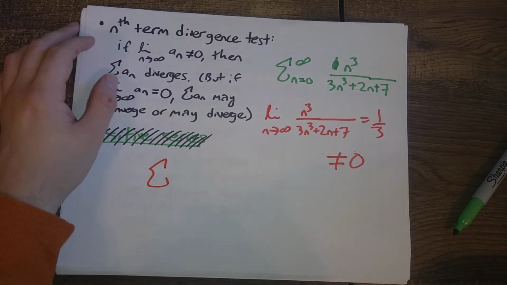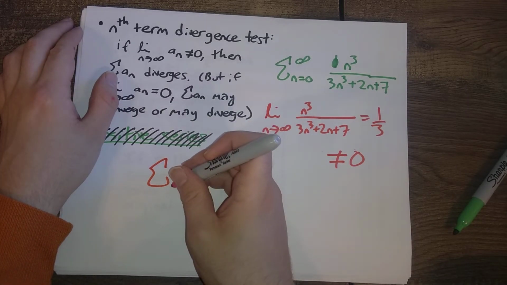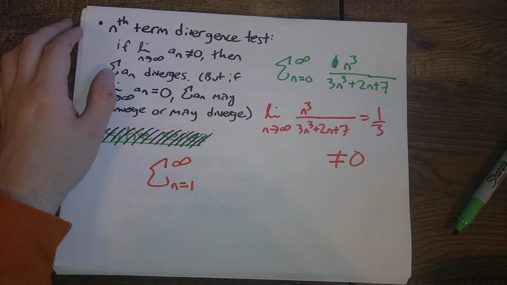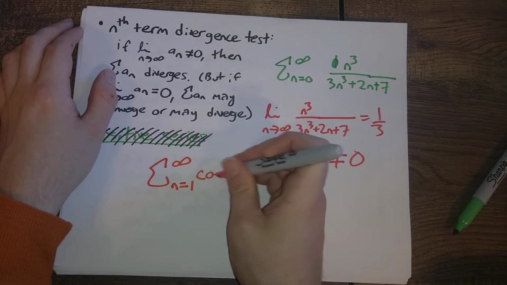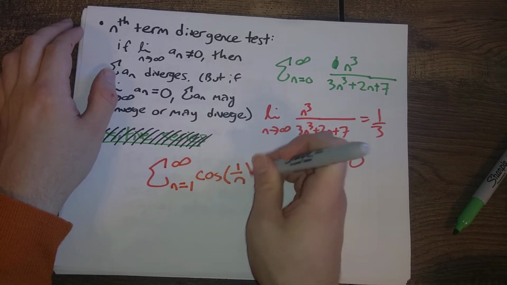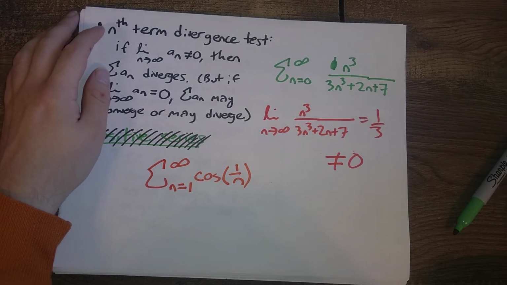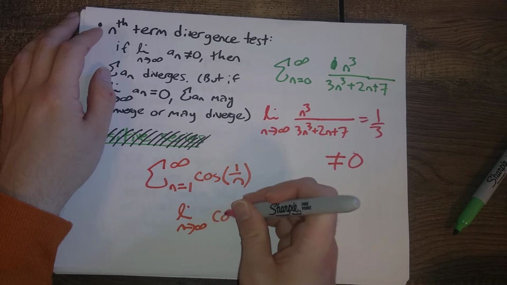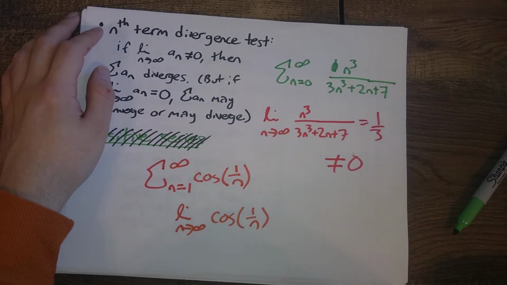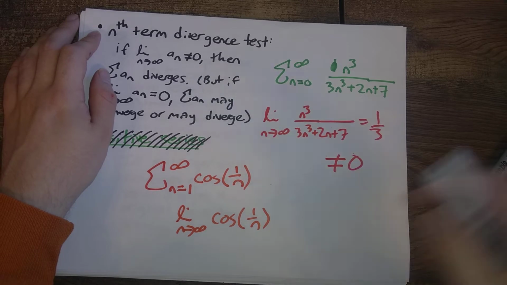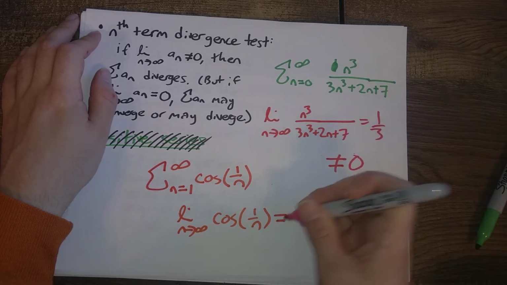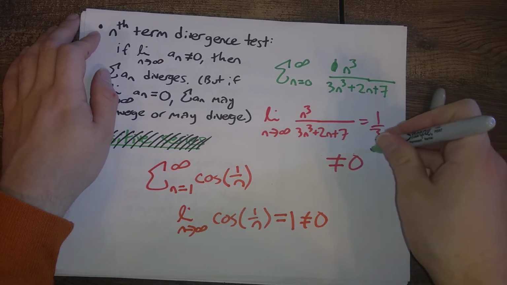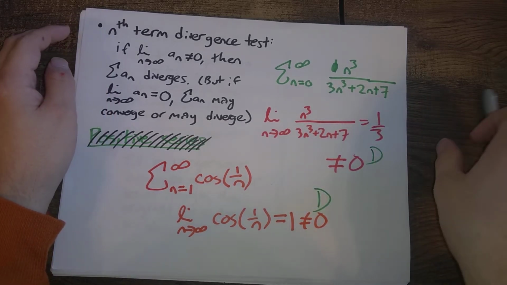Another example, I think this was something from a previous worksheet: the sum from n equals 0 to infinity of cosine of 1 over n. The thing to realize here is the limit as n goes to infinity of cosine of 1 over n: 1 over n is going to 0, cosine of 0 is 1, so that's equal to 1. It's not 0. And so both of these series diverge.